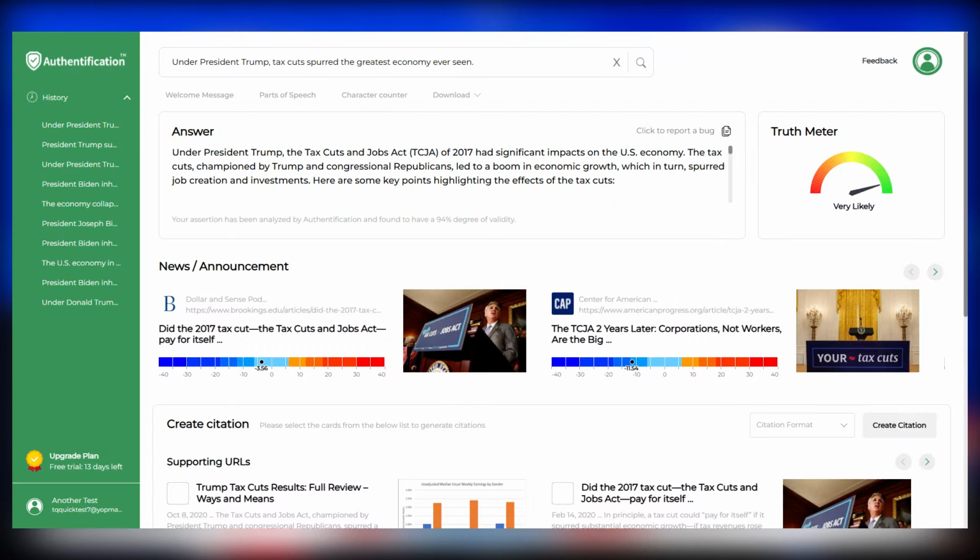Authentication found that this assertion was very likely. Under President Trump, the Tax Cuts and Jobs Act of 2017 had significant impacts on the U.S. economy. The tax cuts, championed by Trump and congressional Republicans, led to a boom in economic growth, which in turn spurred job creation and investments.